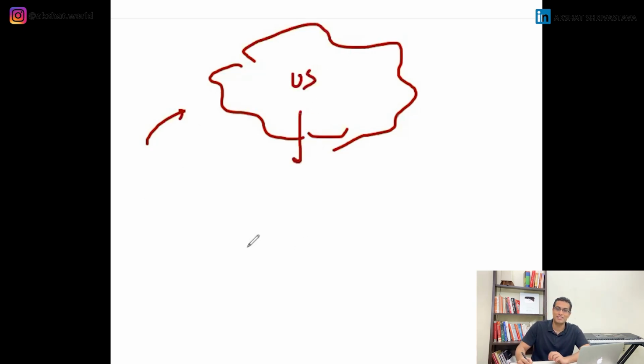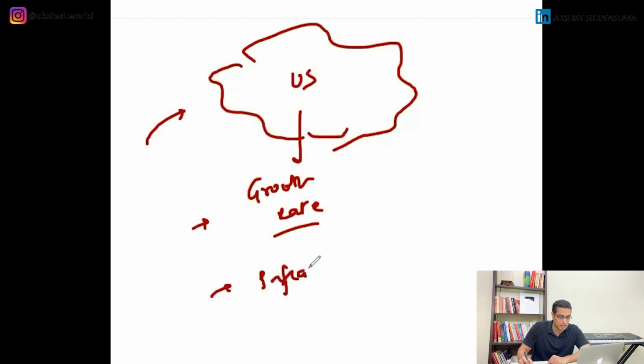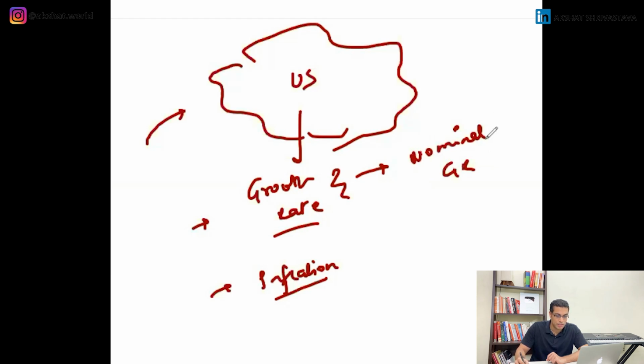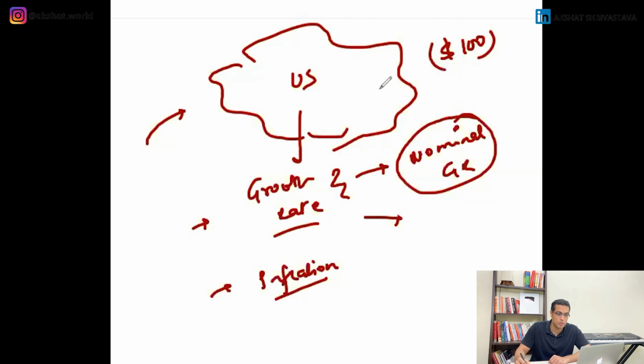Now here what happens is very simple, right? So there is something called growth rate, right? And there is another concept called inflation, right? Now, when we say growth rate, it simply means nominal growth rate, right? Nominal means stated. Okay, let's not get into the economics of it. Let me explain it to you practically. So let's say that we put like $100 in the US economy, right?